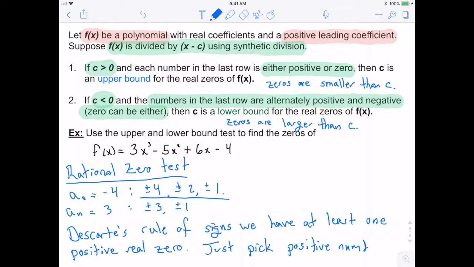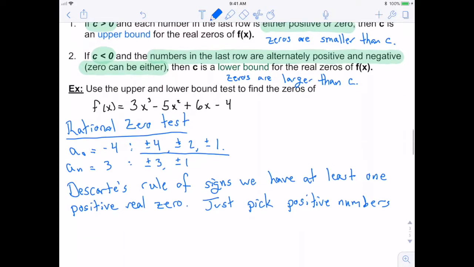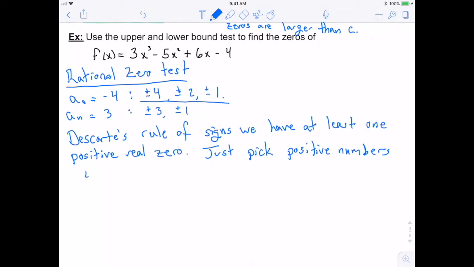So we've ruled this down to the following. On the top, we can have 4, 2, or 1. On the bottom, we can have 3 or 1. And we only have 6 possible choices that we can make. So we've started at 12 and we've narrowed it down. Our choices are 4, 2, 1, or 4/3, 2/3, and 1/3. So let's pick a number in the middle and just sort of check it.